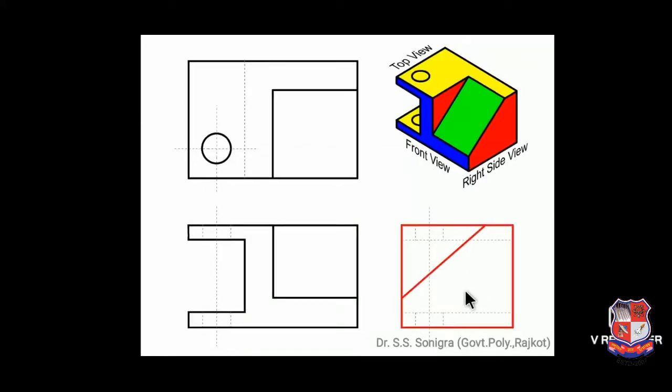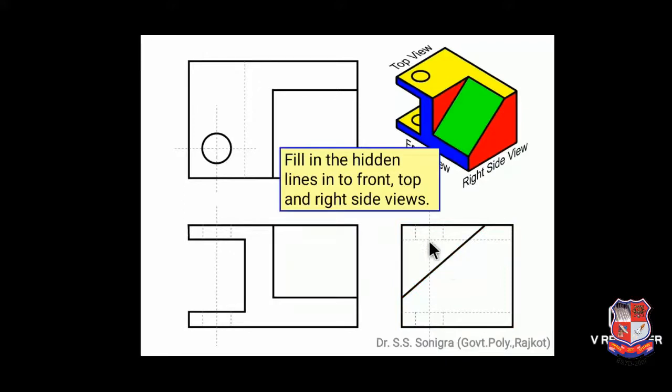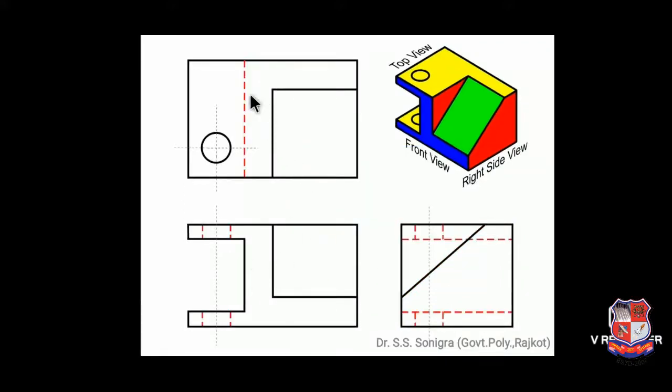Draw the full lines like this. Only these lines are visible from right side because this corner is not visible, this hole is not visible, so these lines will be dotted line. Now fill the hidden lines into front view. If you look from front, these are the hidden lines.